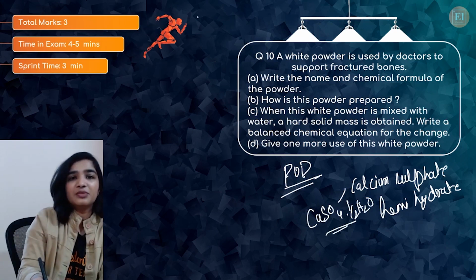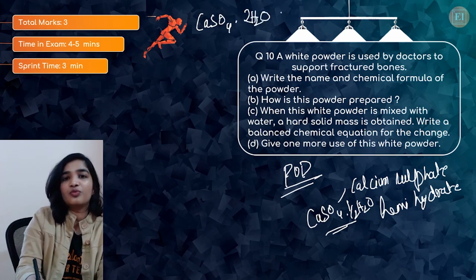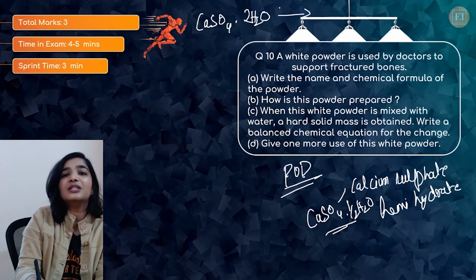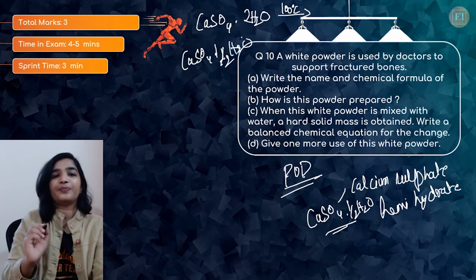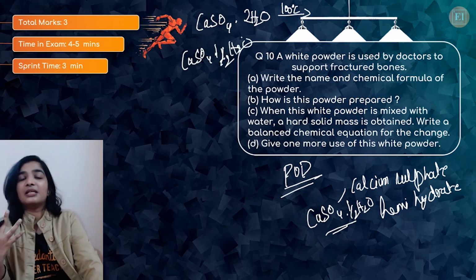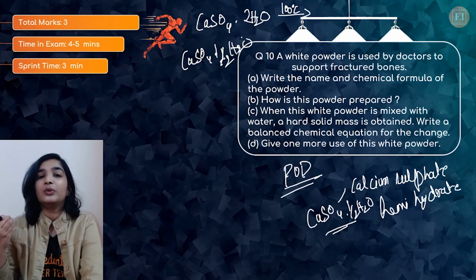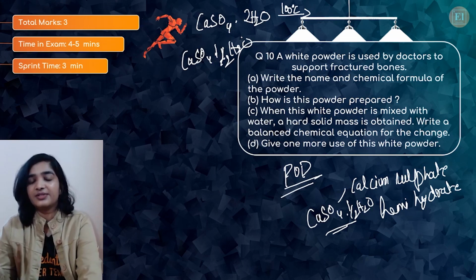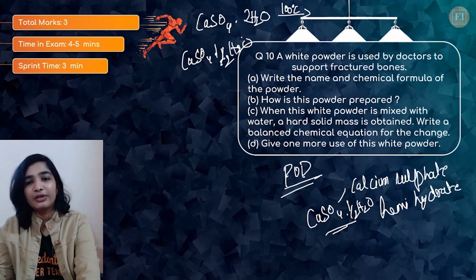You need to take gypsum, CaSO4 dot 2H2O, which has 2 water of crystallization. When I heat it at 100 degrees Celsius, I'll end up getting CaSO4 dot half H2O. This is how the calcium sulfate hemihydrate is prepared. So you need to heat the gypsum at 100 degrees Celsius. You will get the calcium sulfate hemihydrate or plaster of Paris.